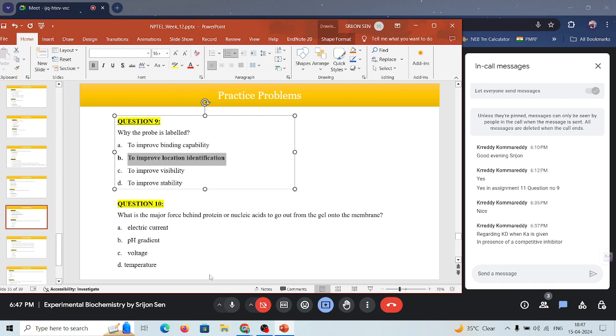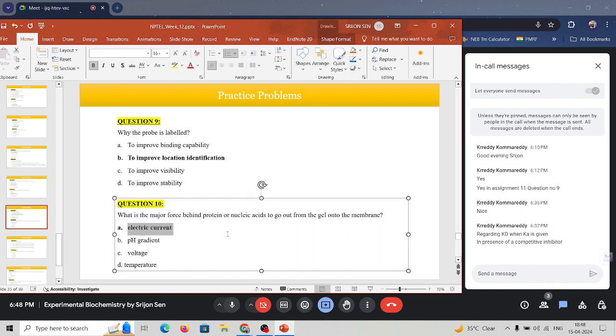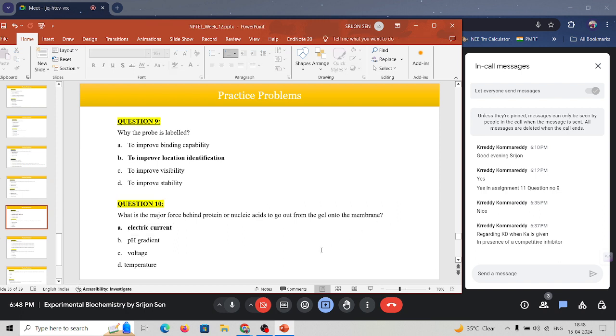The next one. What is the major force behind protein and nucleic acids to go out of the gel onto the membrane? Electric current, pH gradient, voltage, temperature. Electric current. Yes. Any other option you feel is correct?